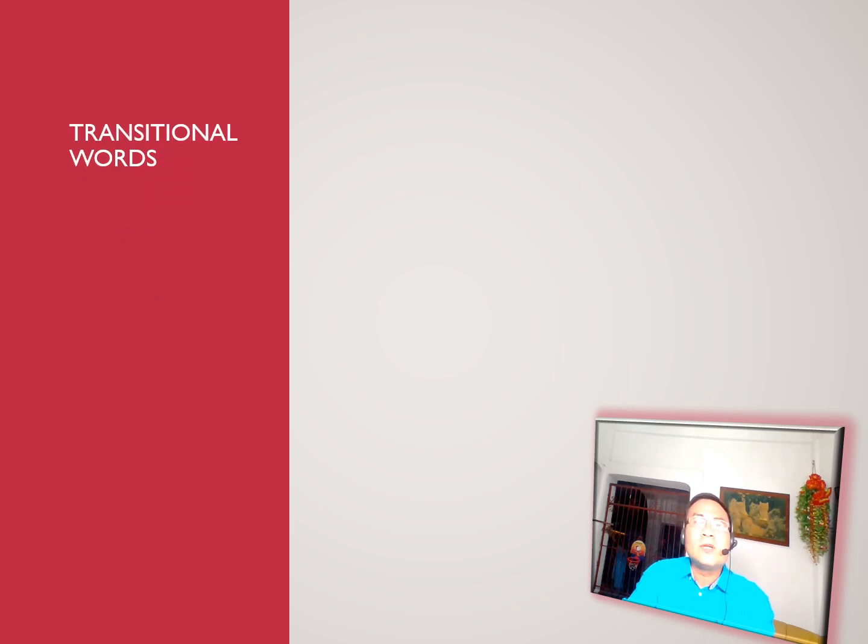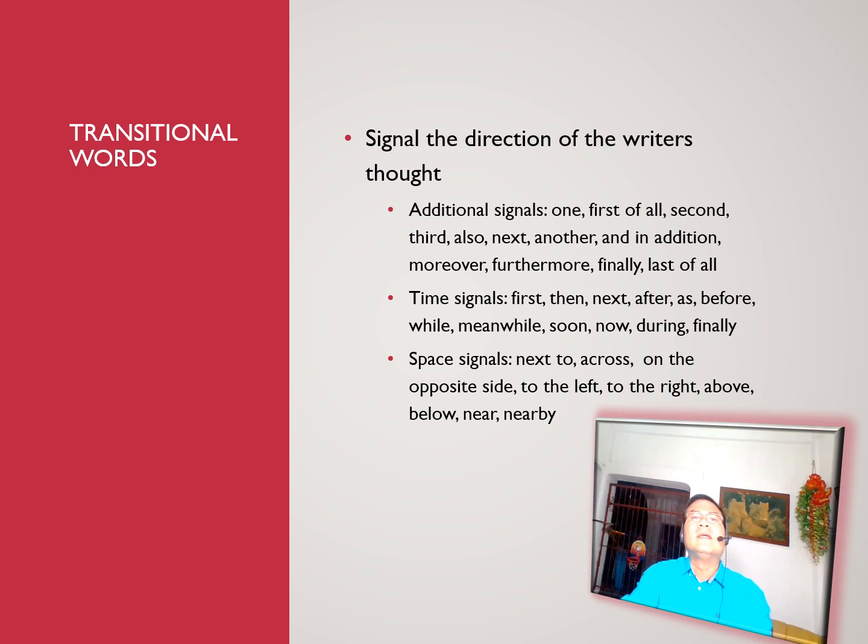Then you need transitional words. The words signal the direction of the writer's thought. So it's important that you use transitional words. In this case, you start with the additional signals. What do you mean by additional signals? Basically, you're using transitional words like one, first of all, second, third, also, next. These are the transitional words. Now, you also have moreover, furthermore, finally, last of all.